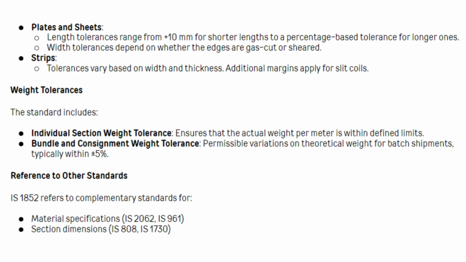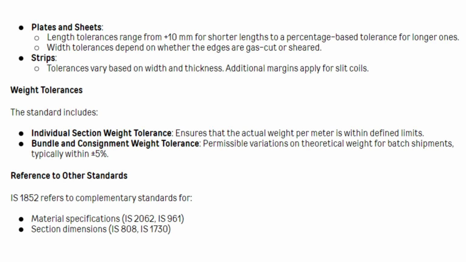Width tolerances depend on whether the edges are gas-cut or sheared. Strips: tolerances vary based on width and thickness. Additional margins apply for slit coils. Weight tolerances. The standard includes individual section weight tolerance, which ensures that the actual weight per meter is within defined limits. Bundle and consignment weight tolerance: permissible variations on theoretical weight for batch shipments, typically within plus or minus 5%.